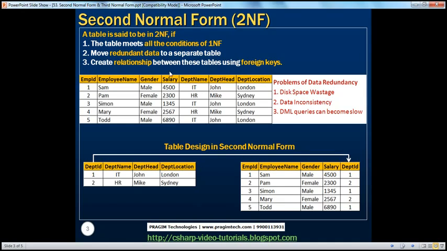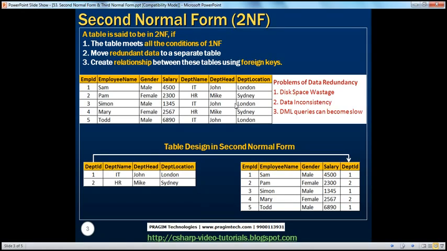So let's understand this. Let's see a table that's not in second normal form, and let's see how to change the design in such a way that those tables meet the rules of the second normal form. If you look at this table that I have here, it has employee ID, employee name, gender, salary, and then we also have department name, department head, and department location columns.